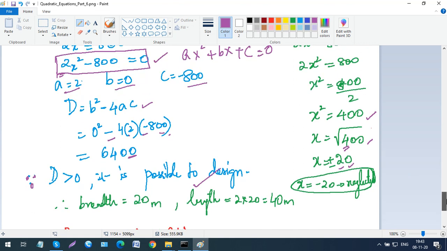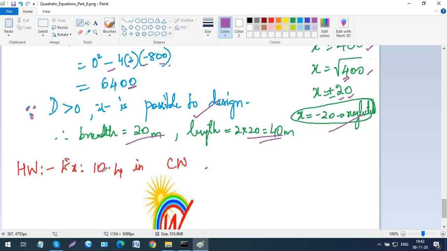But you know what, x is the breadth, right? The length of something, isn't it? How can it be negative? So the minus 20 is neglected in this case. And we take x to be 20 meters, positive 20 meters. But the length is supposed to be double of breadth, right? So 2 into 20, which is 40 meters. So breadth is 20 and length is 40.